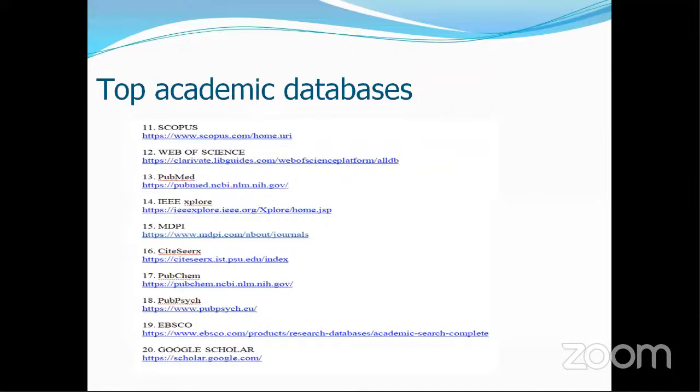I put Google Scholar on the list because it is a quite effective search tool. Google Scholar is a freely accessible web search engine that indexes full text or metadata of scholarly literature across an array of publishing formats and disciplines. It provides a simple way to broadly search for scholarly literature.